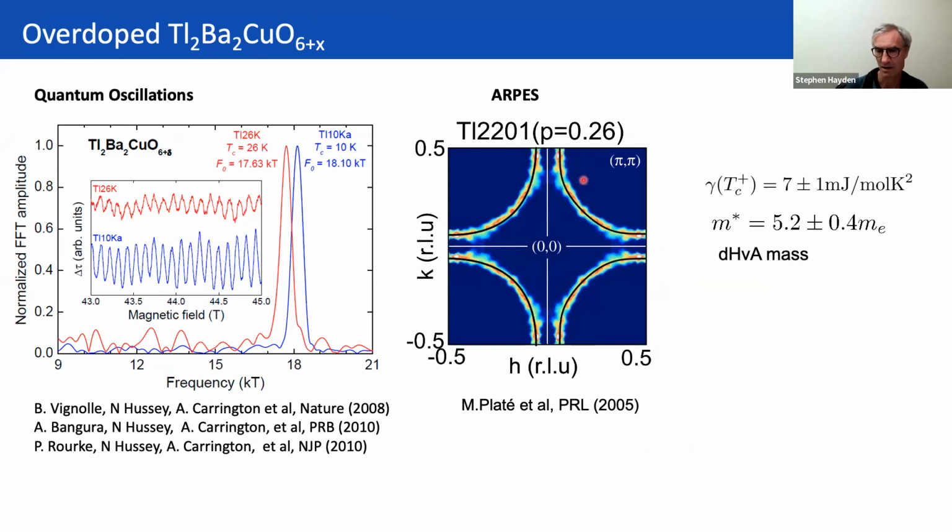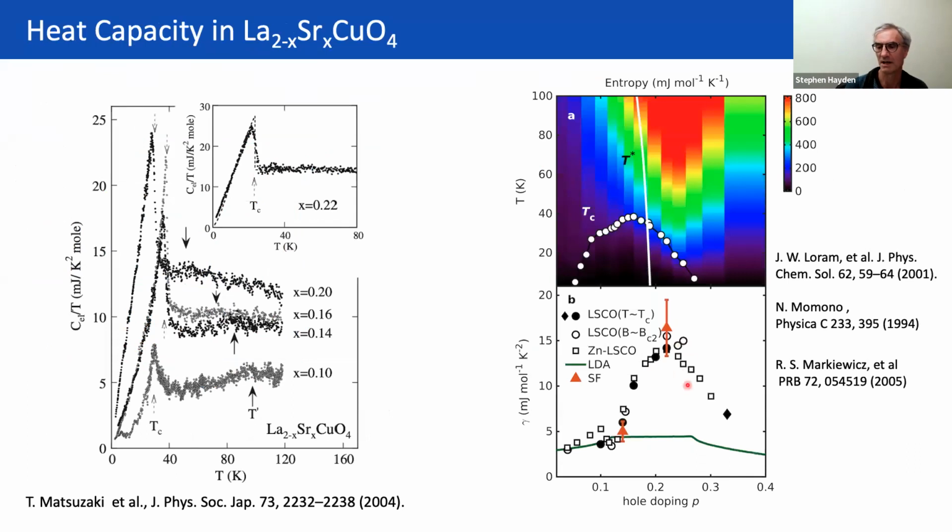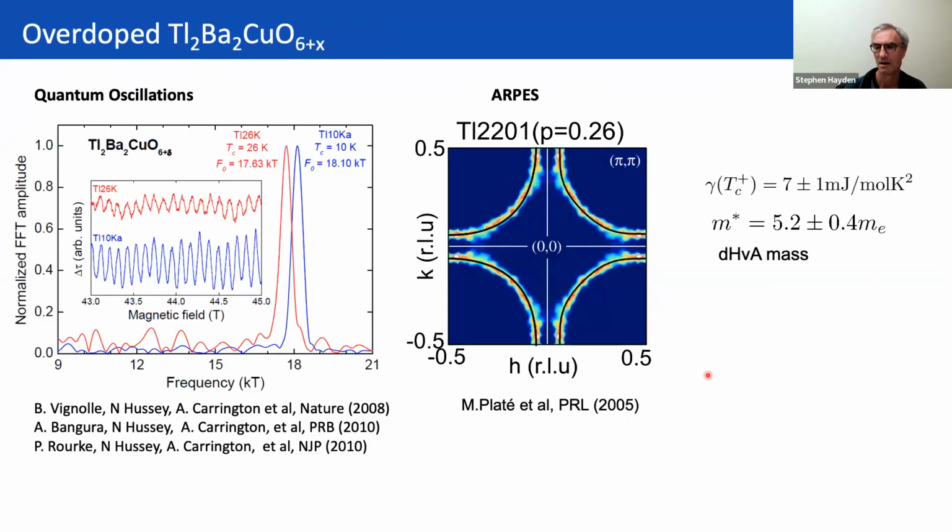So this would be equivalent to somewhere over here. And there you find, again, quite high masses. The de Haas-van Alphen mass comes out to be 5.2, and the corresponding specific heat for such a sample is about 7 millijoules.